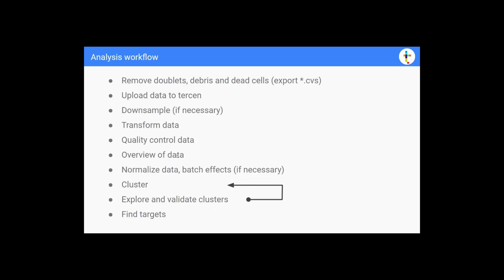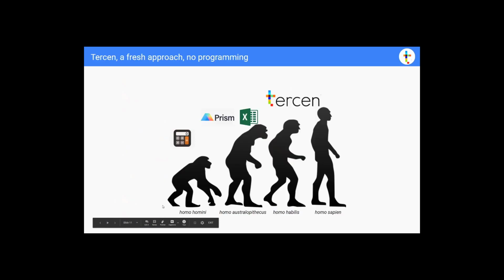It's very interactive in Tercen. You normalize your data if you need to because of batch effects, which you will see in these powerful projections that I'll show you. You then start clustering your populations into different groups. You explore your clusters, and you may have to return here and recluster when you explore and validate. You have a cyclic process here of determining your clusters, and then you find your targets, or your biomarkers maybe, or your population group.